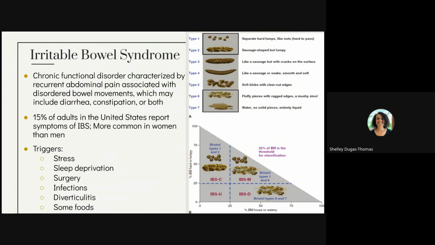Irritable bowel syndrome, IBS, is a chronic functional disorder marked by recurrent abdominal pain and altered bowel habits, including diarrhea, constipation, or both. The occurrence is that it usually affects 15% of US adults, more commonly women than men. And some common triggers are stress, sleep deprivation, surgery, infections, diverticulitis, and certain foods.